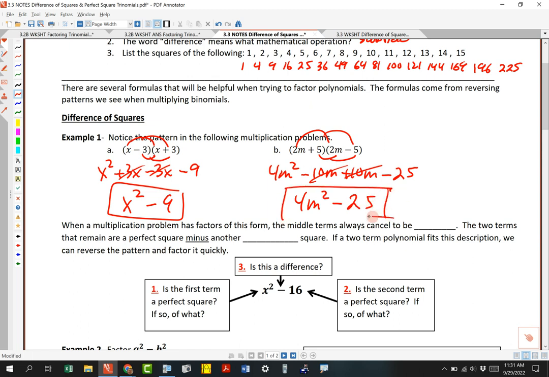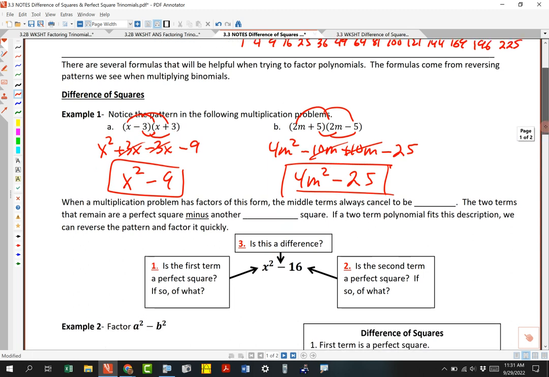So I'm going to put a box around that. That's what happens when we multiply binomials that look like that. It's a little weird. Normally we end up with a trinomial. We combine the like terms and stuff like that. But in this case, multiplying the 2 binomials, I end up with a binomial. I end up with just 2 terms.